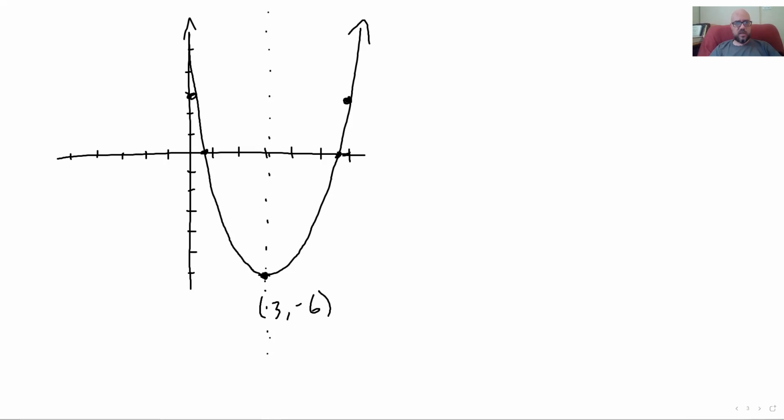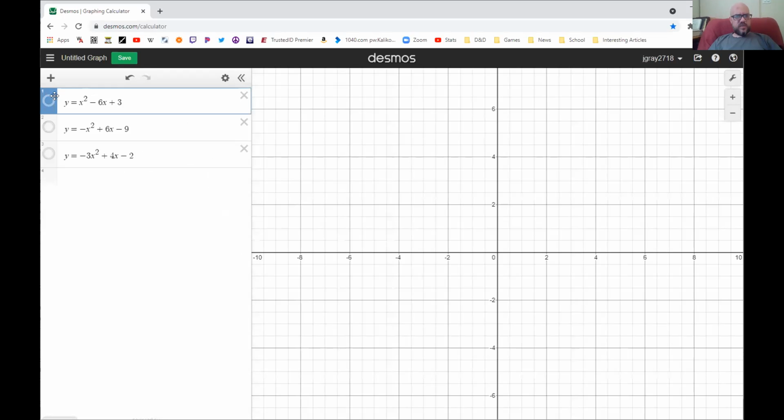And speaking of that, I did it on Desmos. So let's go look at Desmos. Where's my Desmos? There it is. x squared minus 6x plus 3. Bam. That's pretty much what I had, just drawn better. So yeah, there you go. Not too bad. All right, let's go back to do the next example.